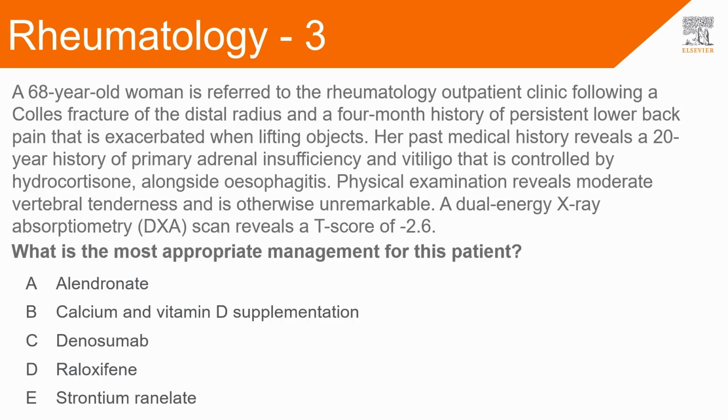So what do you do for this patient? This woman has a DEXA scan T-score of -2.6, very important, and also has a lot of comorbidities, including adrenal insufficiency and vitiligo treated with hydrocortisone, and also esophagitis. What do you do for this woman who has suffered a fracture?